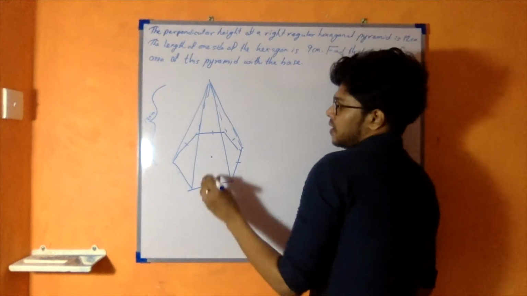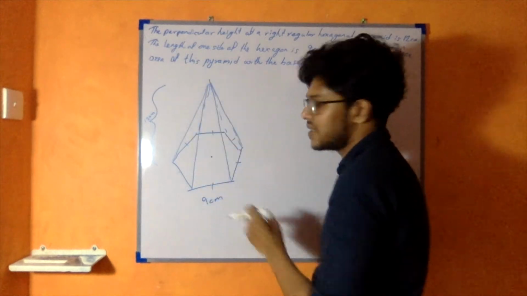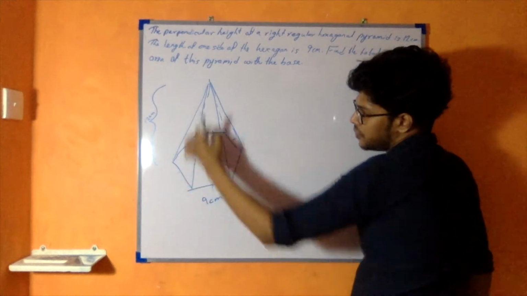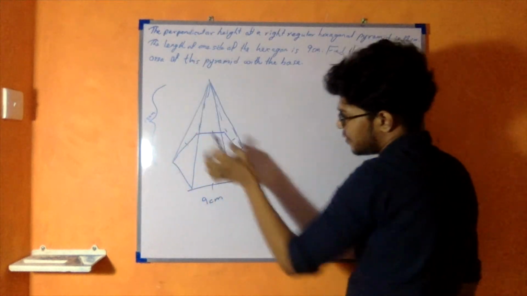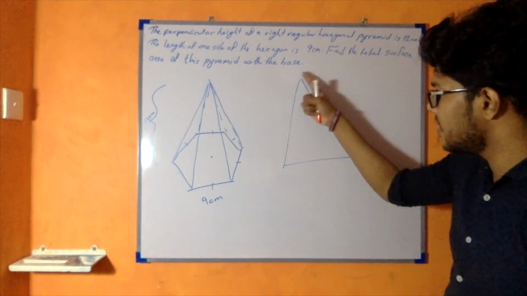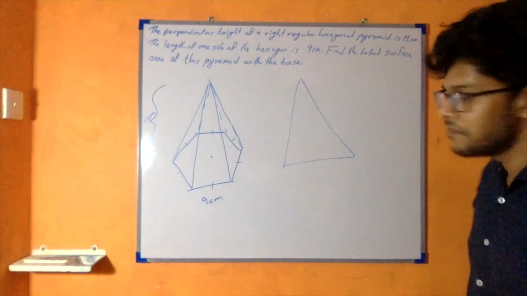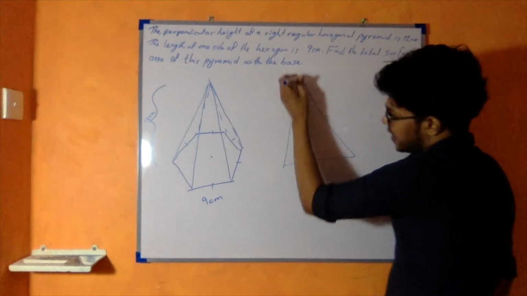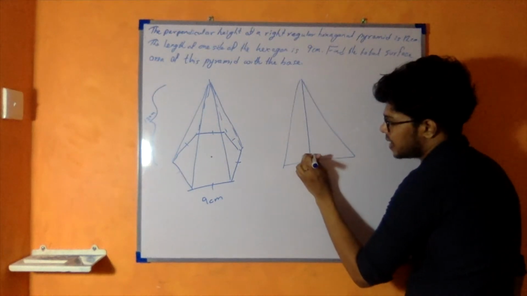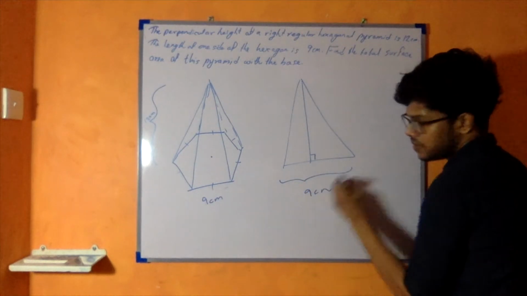To find the surface area of this hexagonal pyramid, you can see it is made up of triangles. There are a lot of triangles. Here we have one triangle, and likewise we have several triangles. We are supposed to find the area of one triangle, then multiply it by 6 to get the total surface area. To find the area of one triangle, we have to know the perpendicular height and the length of the base. The length of the base is 9 centimeters, given, no problem.